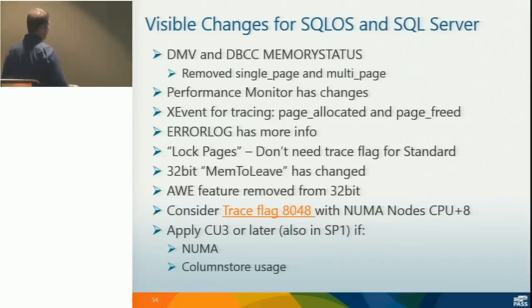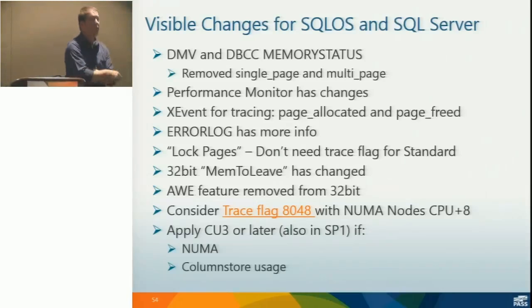And then this is a nice tip from Bob Dorr. If you're running on NUMA nodes with CPUs greater than 8, so the nodes themselves have more than 8 CPUs in the node, this trace flag might be beneficial because there's certain CMemThread classes we use for memory that are partitioned by NUMA, but this trace flag turns them into CPU partitioned, and it makes it more scalable. And then if you're on SQL 2012, you might consider applying CU3 or later. There's a couple of specific bugs that are fixed if you're using NUMA systems or column store that you might take a look at.